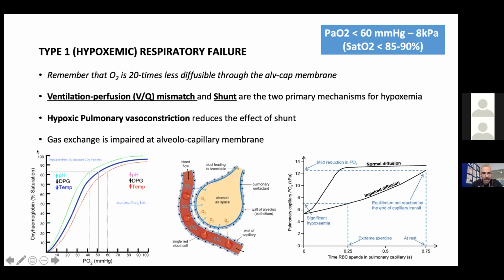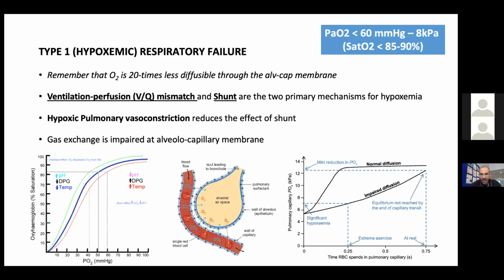As we said, the gas exchange in this particular condition is impaired at the level of the alveolar capillary membrane. In this picture in the middle, you have an alveolus with a capillary, and there is only room for one red cell to go through the capillary at a time. Usually it takes a quarter of a second for a normal red cell, considering that the membrane is normal, to get fully oxygenated. So 0.25 seconds for a red cell to get all the oxygen from the alveoli.